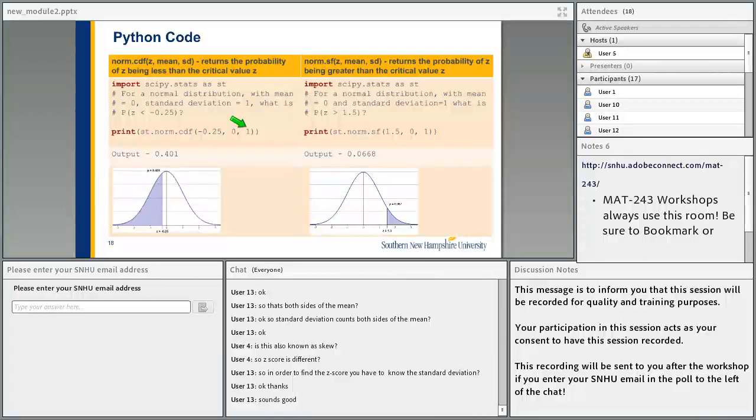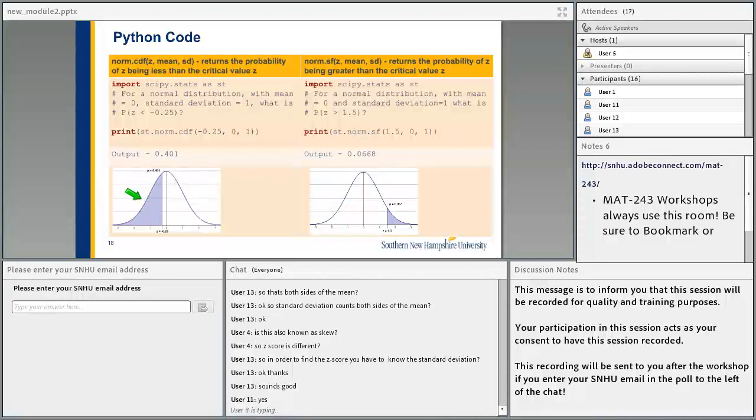So when you do st.norm.cdf and give these 3 values, your output will be 0.401. And that's the area of the shaded portion in your graph. It's the probability of finding a value which is less than the current z value that I have, which is negative 0.25, for any experiment. Is that making sense?